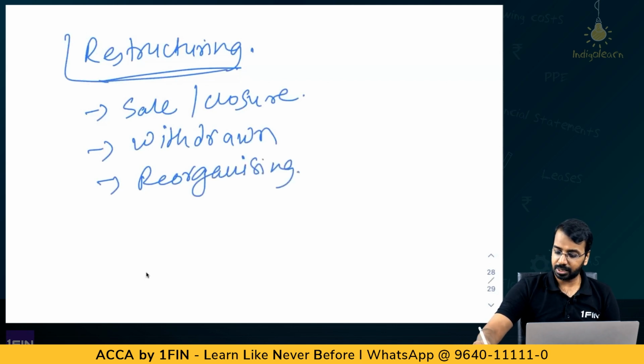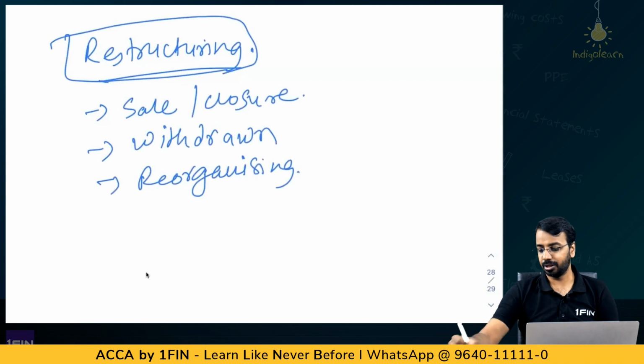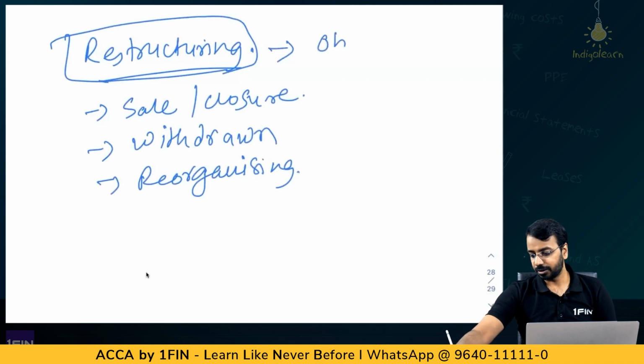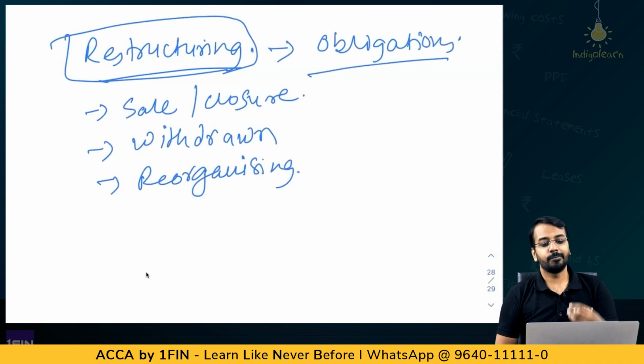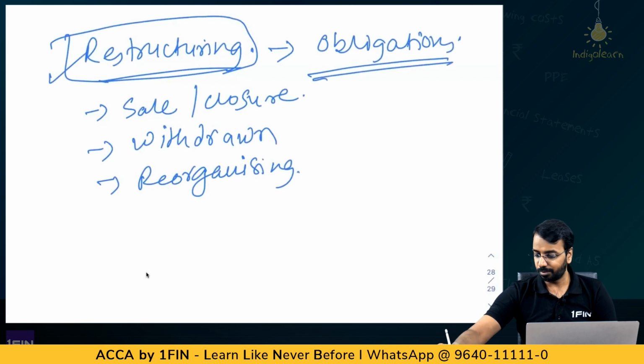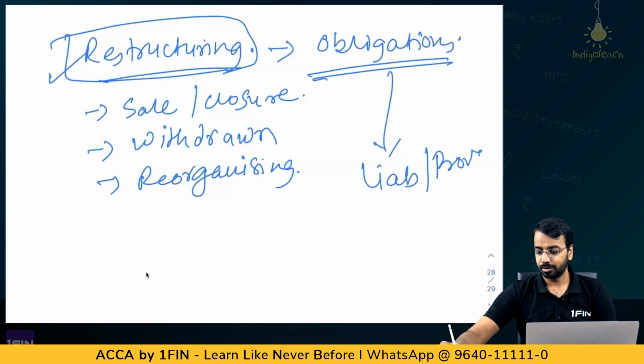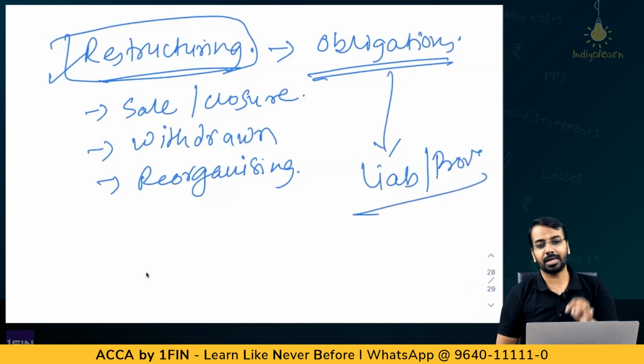Now, when you carry out a restructuring activity of the organization, there could be some obligations. Let us say, because you have to cancel the contract with the vendor, you have to pay a penalty, or you are cancelling the contract with the customer, you have to pay a penalty. The moment you restructure, there are some obligations for which you need to create a liability or a provision. So you will have to recognize a provision if there is restructuring activity.